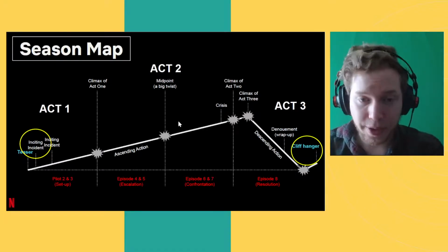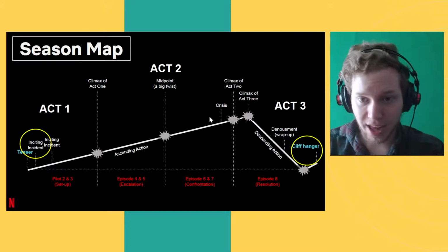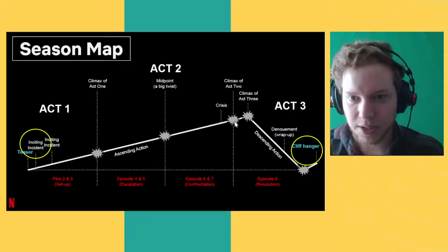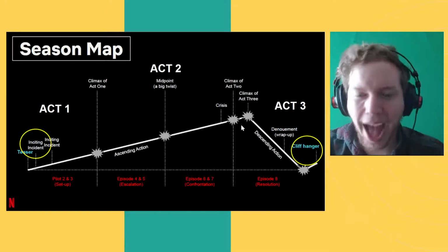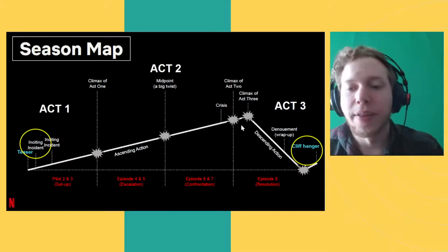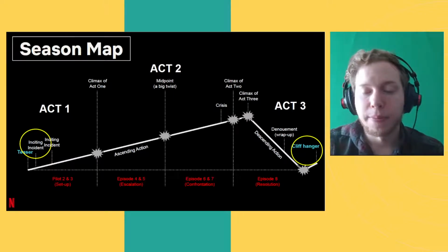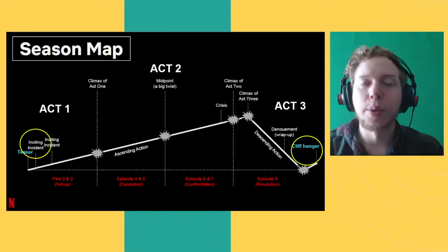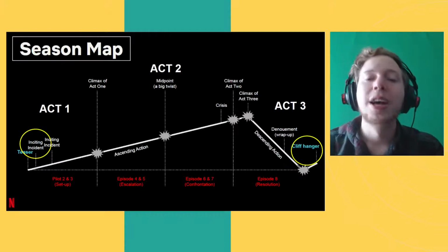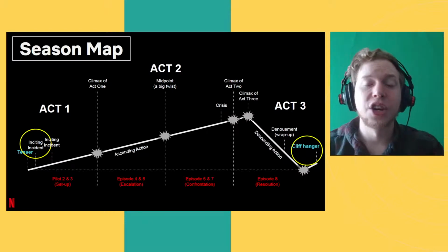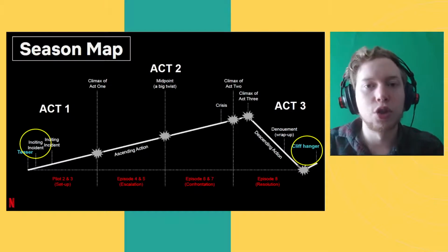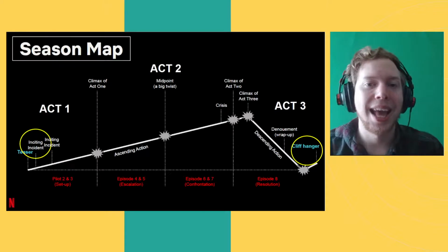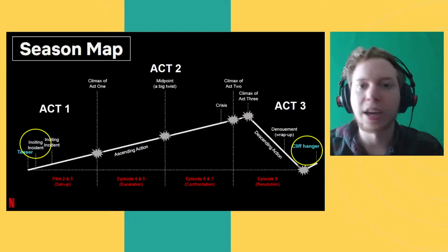The midpoint is going to be like a big twist right in the middle of everything, and then the climax of Act 2 is going to be, you can see over here, around episodes 7 or 8, and then we are going to be wrapping up towards the end of episode 8. So the final episode is going to be the one that really wraps things up. We don't want to have multiple episodes of wrap up, but again, don't worry about this because you're not writing whole seasons of TV. You're writing just a pilot, and you need to focus and spend years of your time getting exceptionally good at that before you think about anything else.